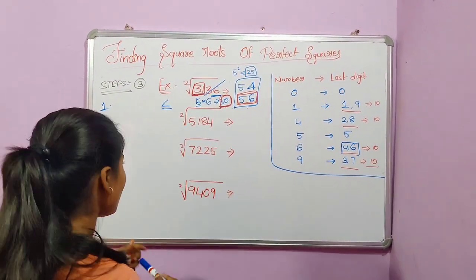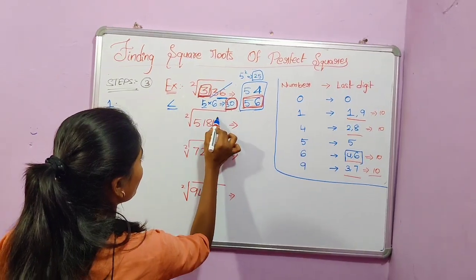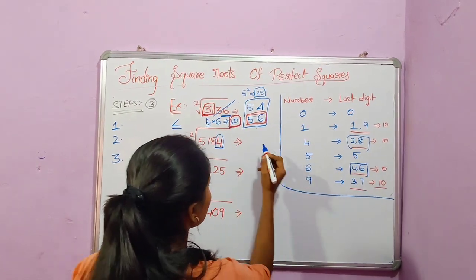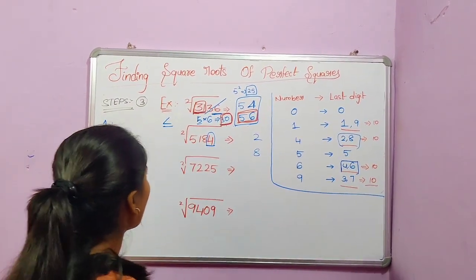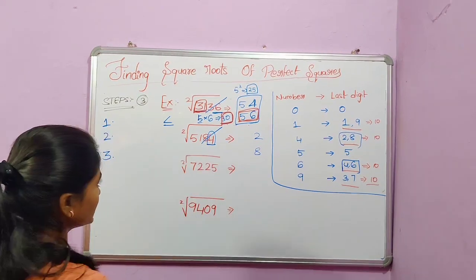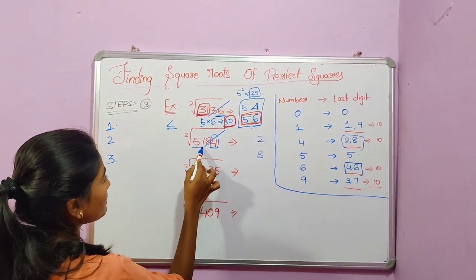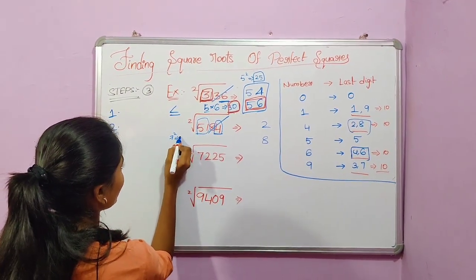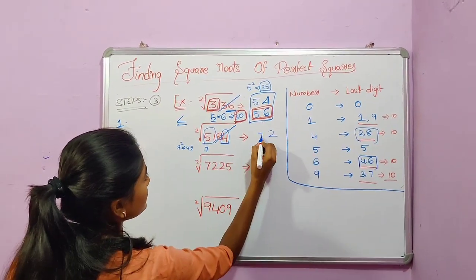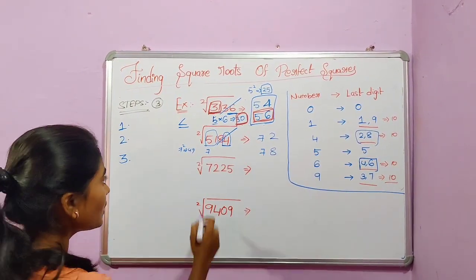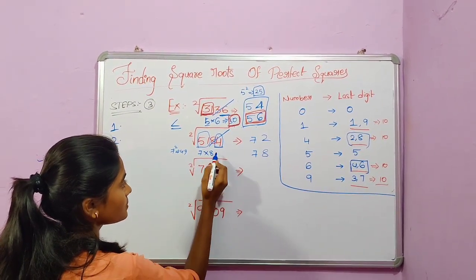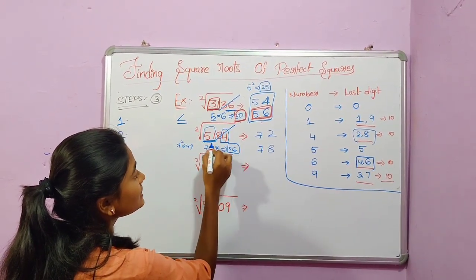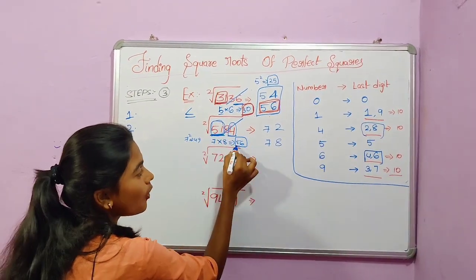And now here we have 4. Where we get 4 as the last digit means in 2 cases, 2 and 8. And here strike off 2 numbers. Second step, find the perfect square less than or equal to 51. That means 7 squared is 49, right? So 7. And now 7 times 8, the next number is 8. So 7 times 8 is 56. Our number 51 is smaller than 56.